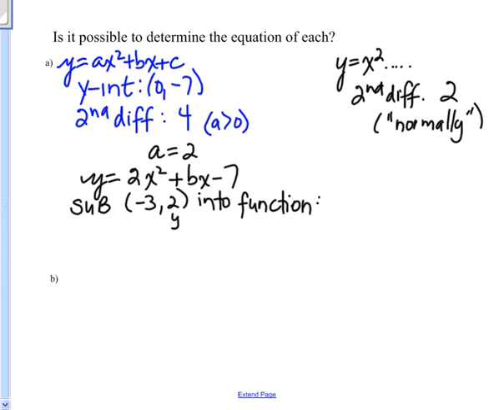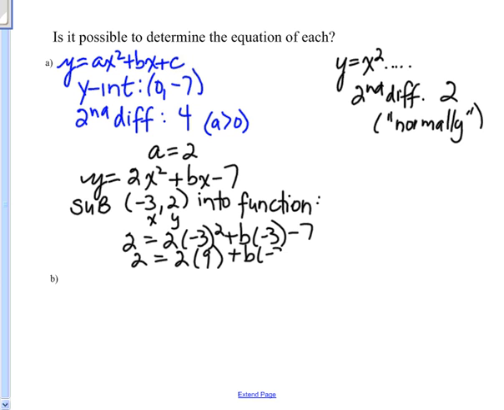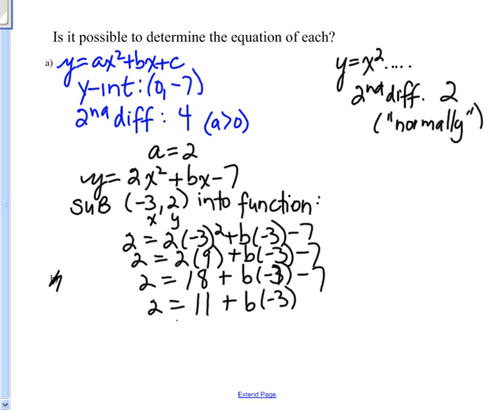We're going to substitute our y value here, x value there. 2 equals 2 times minus 3 squared plus b times minus 3. Subtract 7. We're going to solve for b. 2 equals... order of operations says we do that first. 2 equals 18 plus b times negative 3, take away 7. 2 equals 11 plus b times negative 3.